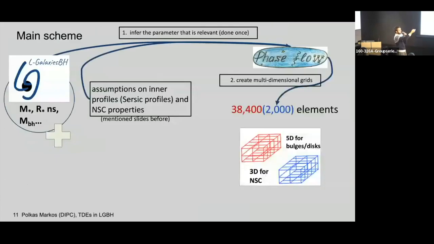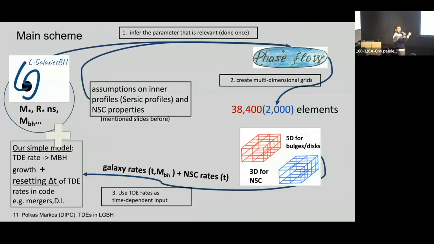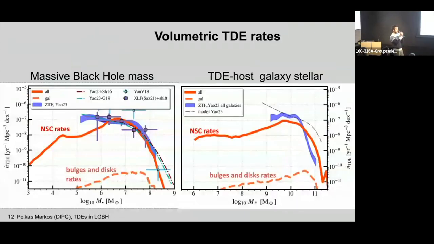So we create a grid of these environments, these runs, and we plug them back into galaxies with some additional assumptions on when to reset this clock of counting the rates and the evolution of the profile, because you have mergers, disk instabilities and stuff. And without further ado, let's go to the results of what we achieved.